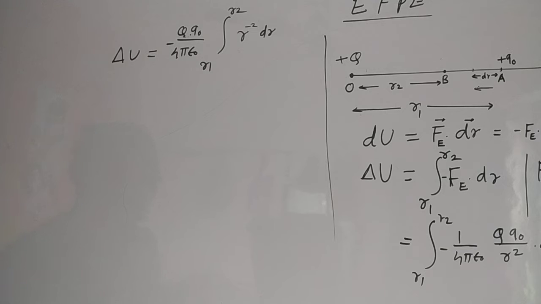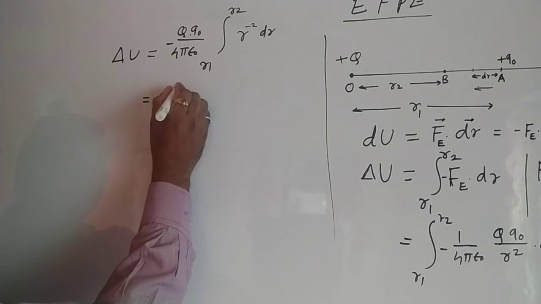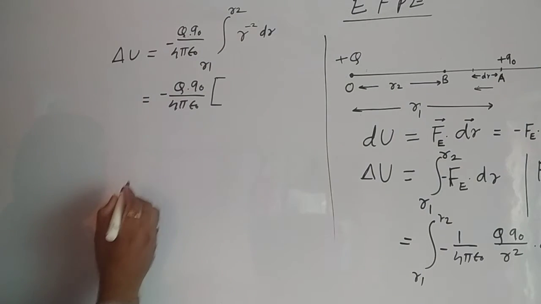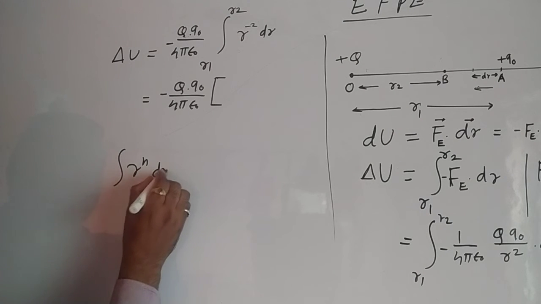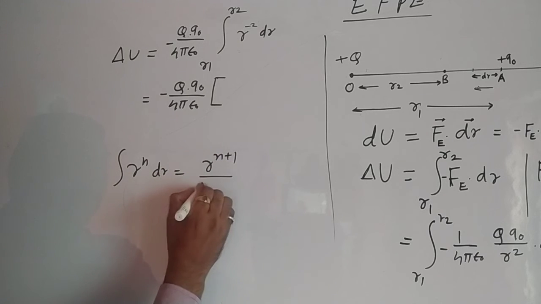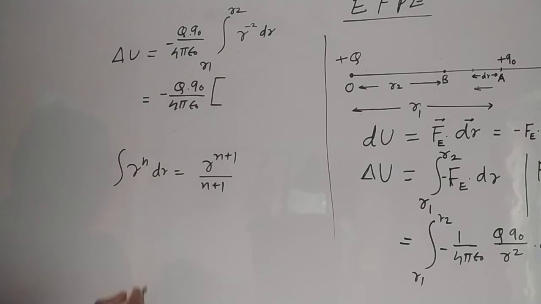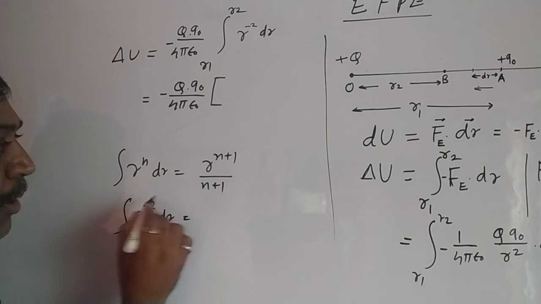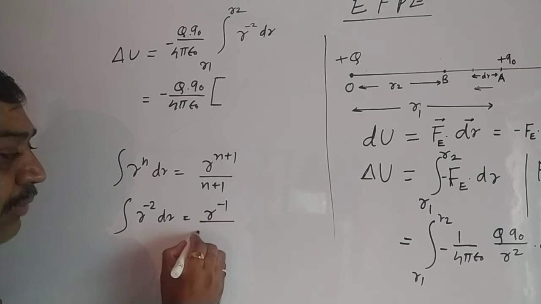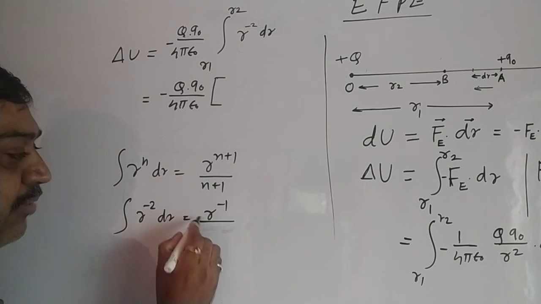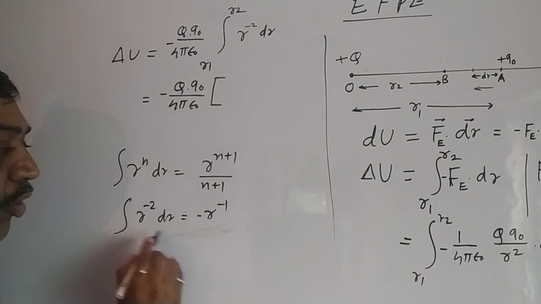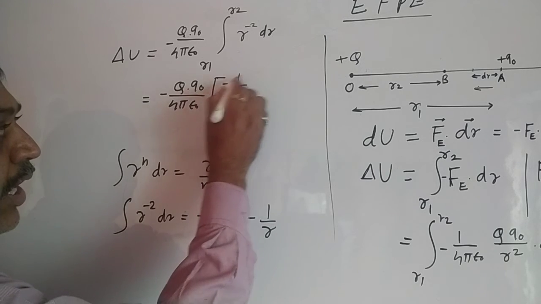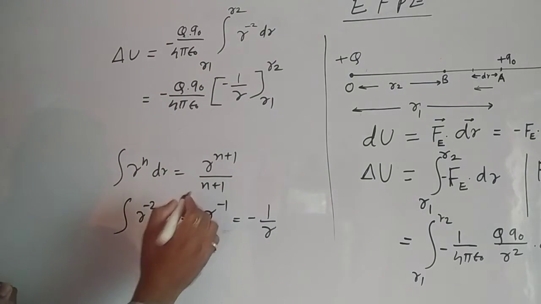So here we just want to find its integration. If we find its integration, it comes to be Q into Q0 divided by 4 pi epsilon 0 in the bracket. Integration of R to the power n dr equals R to the power n plus 1 divided by n plus 1. This is the formula for integration. In our case, it is R to the power minus 2 dr, so it should be R to the power minus 2 plus 1, that is R to the power minus 1, divided by minus 2 plus 1, which is minus 1. So it comes to be R to the power minus 1 with a negative sign, minus 1 by R. Put it here, 1 by R with a negative sign. The limit varies from R1 to R2.